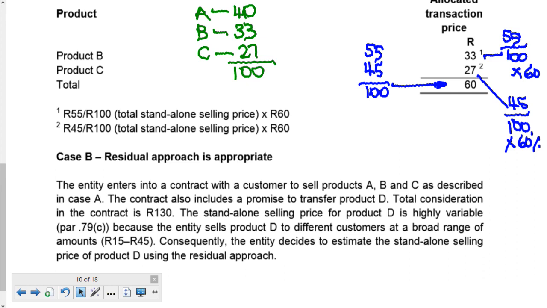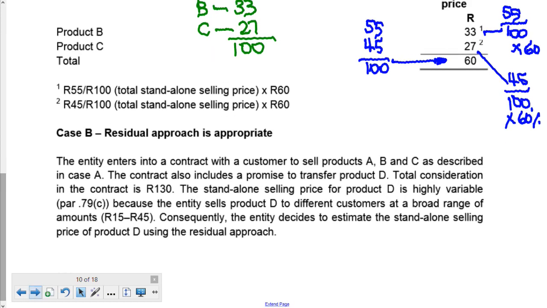So they sell product D to many different customers, depending what the customers have bought, for different amounts, from 15 Rand to 45 Rand. So therefore, when we're looking at what to put in for D in this scenario, we use what they call the residual approach. Because we are unable to determine a market price for D, we use this residual approach. It's on the next page.